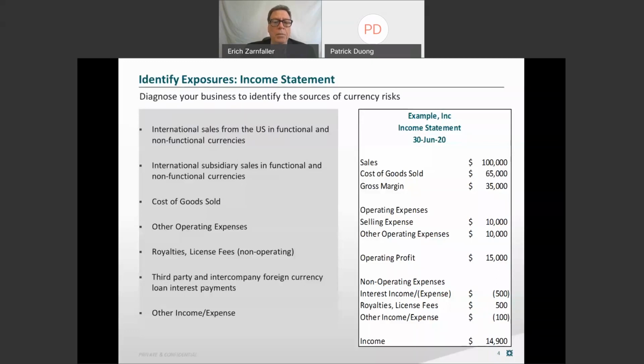Then looking at non-operating items, does the company pay royalties or license fees? Does the company have foreign currency denominated debt that may be reflected in the interest expense line? And finally, there is the other income and expense line. This is where the FX gains and losses may be recorded when balance sheet exposures, for example, accounts receivable and payable, are remeasured at the end of accounting periods. Now that we've reviewed the income statement for potential exposures, let's move on to the balance sheet on the next slide.